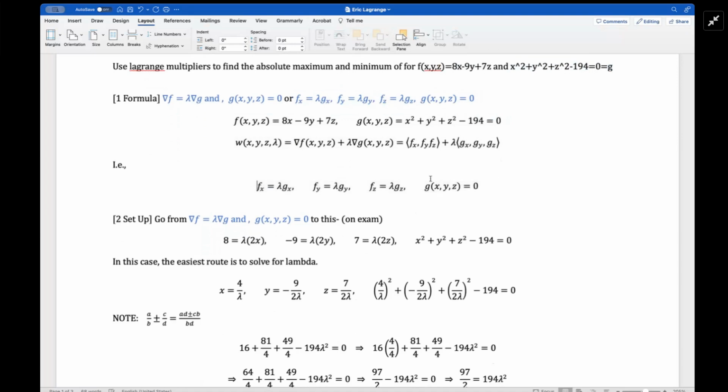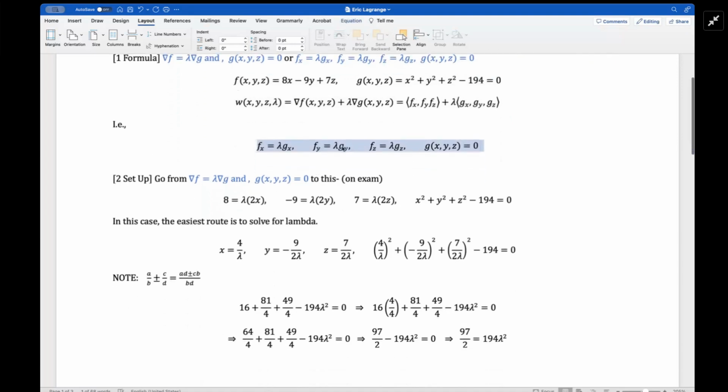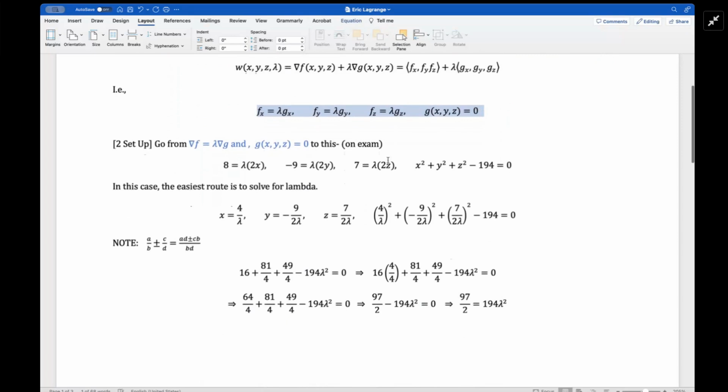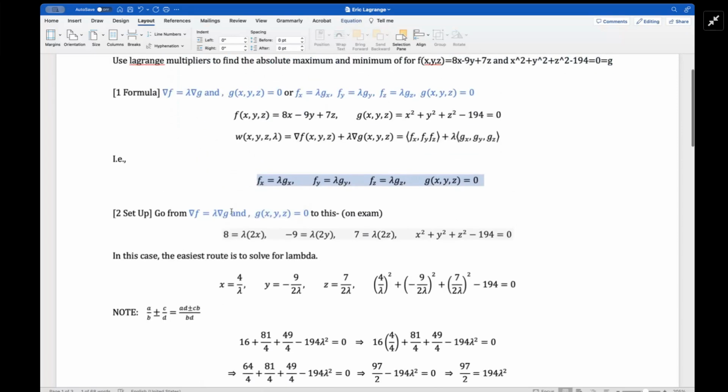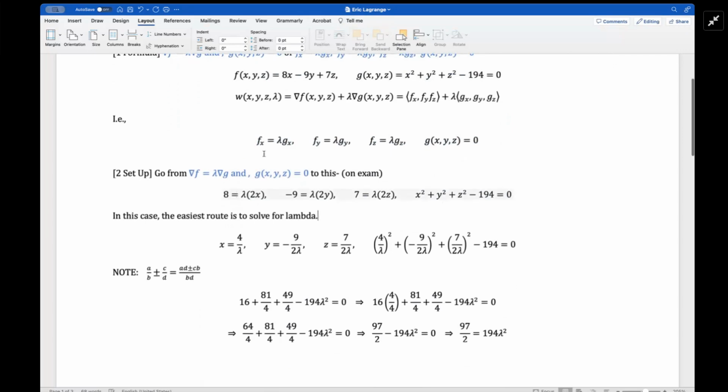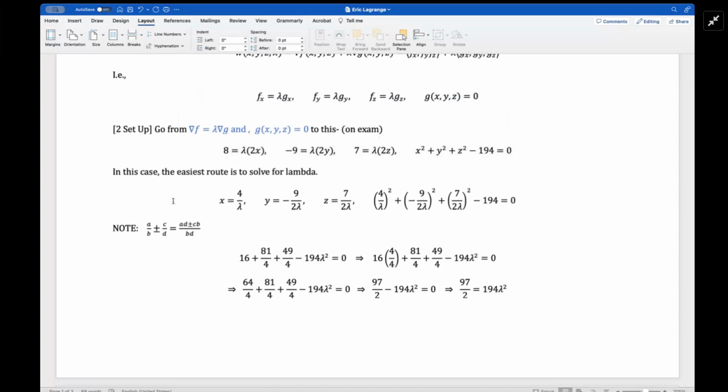Okay, so all you need to know is this, and write that down before you start solving the problem to get max credit on the test. And then take your partials. So 8, negative 9, 7, 8, negative 9, 7, 2x, 2y, 2z. Write your g. Now you have a system of 4 equations with 4 unknown variables, lambda, x, y, and z. So now you can solve those.